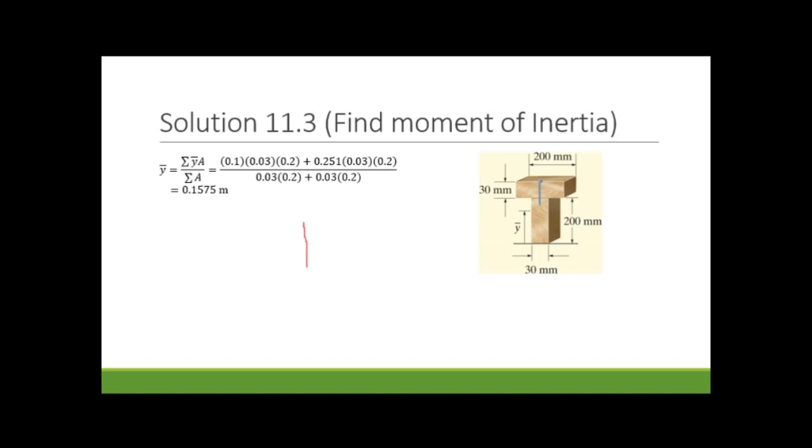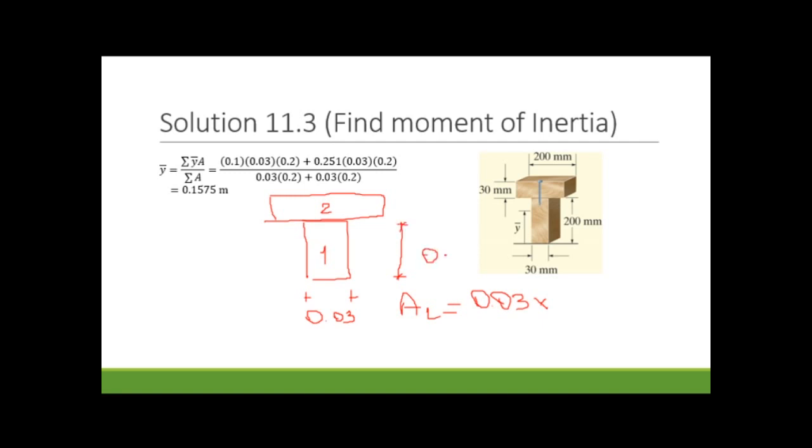For example, in the first part, and this is the second part. A1 is equal to 0.03 times 0.2, where the dimensions are 0.03 and 0.2. Therefore the area is 0.03 times 0.2, and these values represent this.